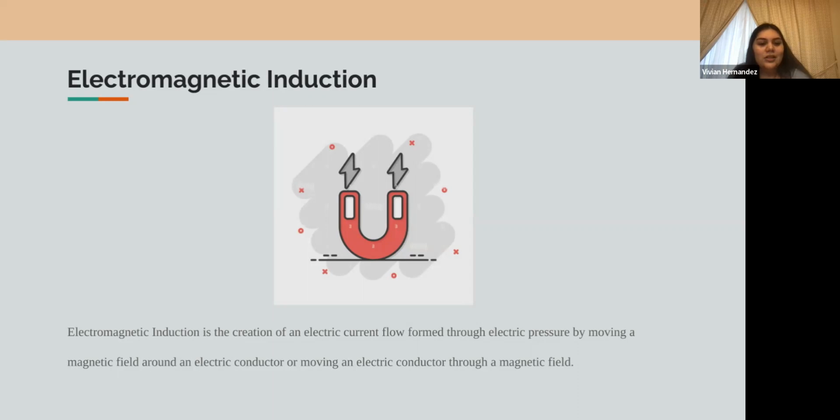Electromagnetic induction is the creation of an electric current flow formed through an electric pressure by moving a magnetic field around an electric conductor or moving an electric conductor through a magnetic field.